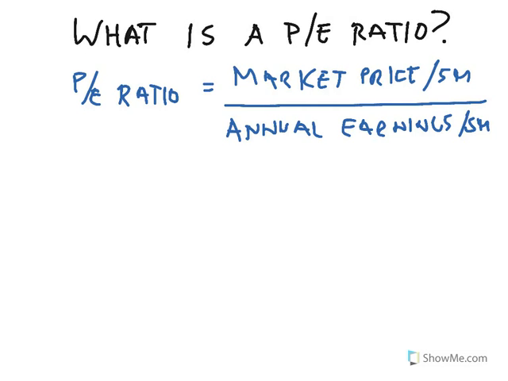A PE ratio is just basically the market price per share divided by the annual earnings per share. And those annual earnings are usually trailing, which just means they use the last 4 quarters of earnings in this calculation.